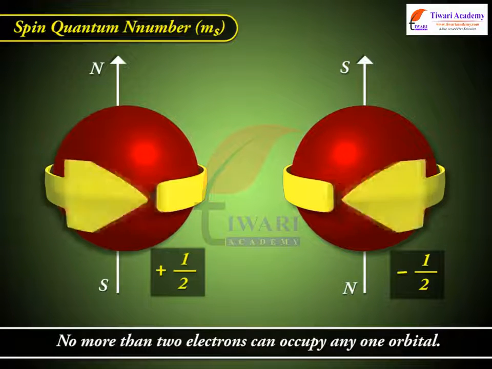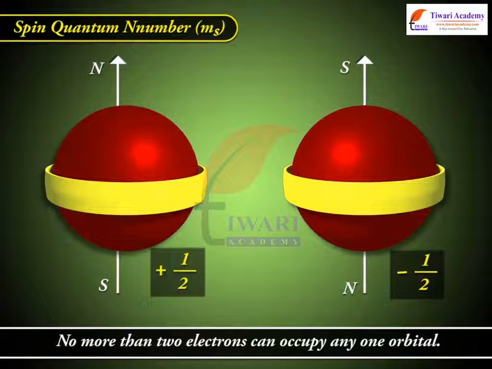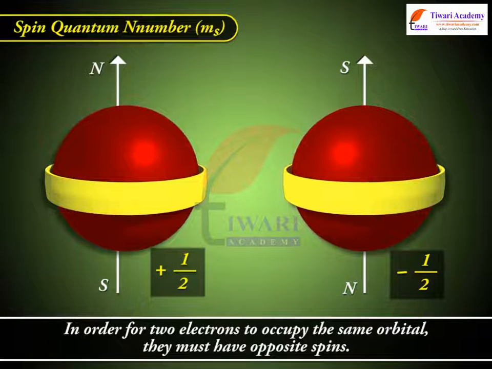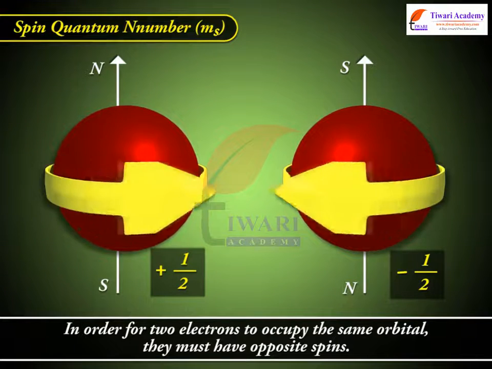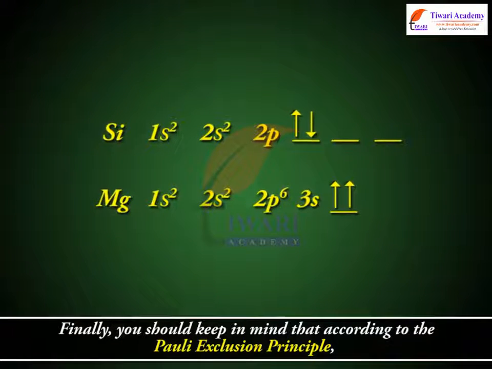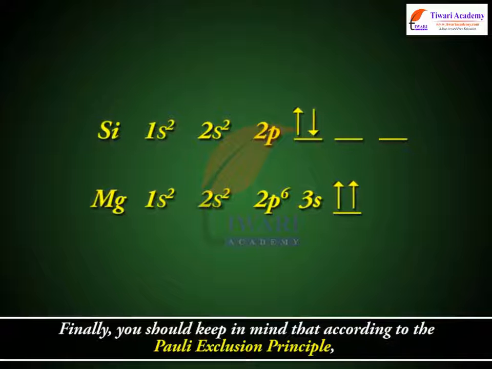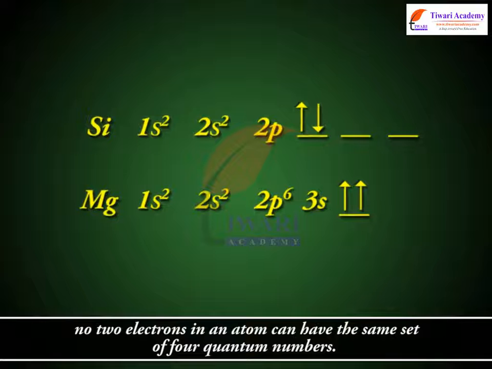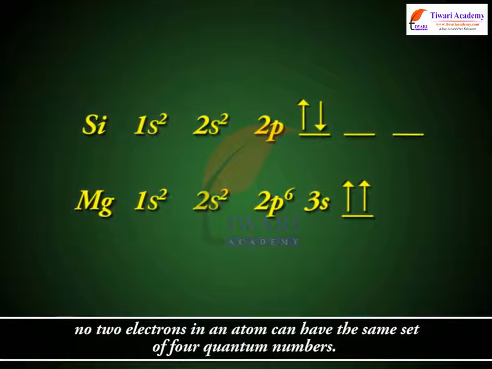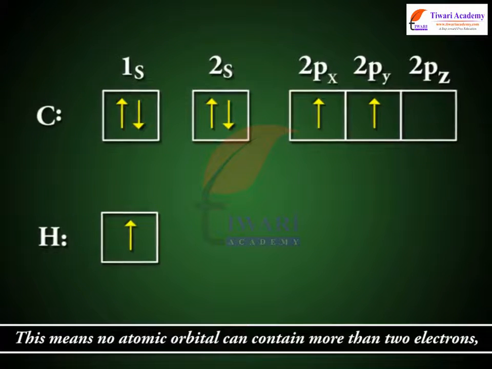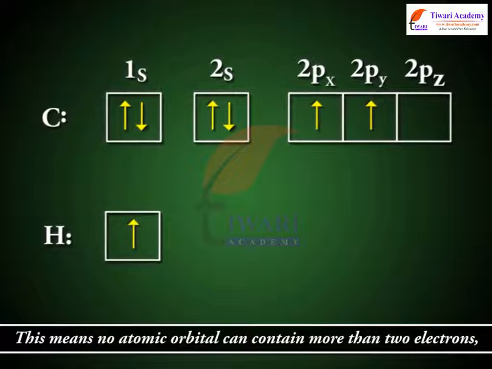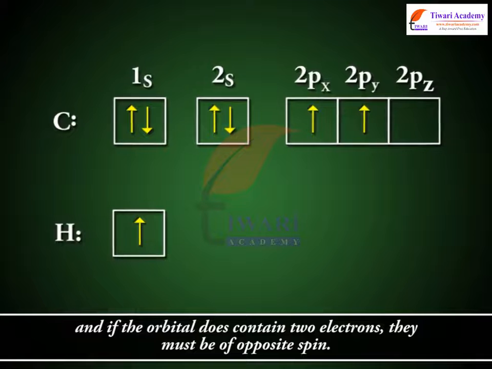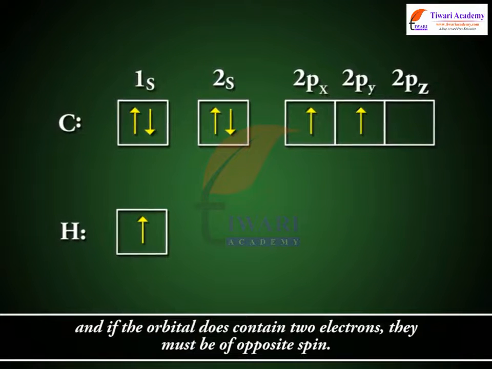No more than 2 electrons can occupy any one orbital. In order for 2 electrons to occupy the same orbital, they must have opposite spins. Finally, you should keep in mind that according to the Pauli exclusion principle, no 2 electrons in an atom can have the same set of 4 quantum numbers. This means no atomic orbital can contain more than 2 electrons, and if the orbital does contain 2 electrons, they must be of opposite spin.